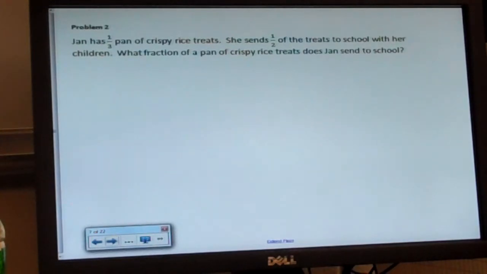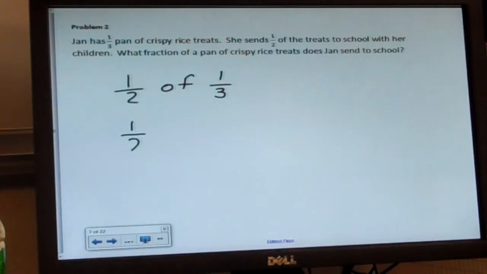So what would my number sentence be for this one, Logan? 1/3 of 1... Are we taking 1/3 of a half? Oh, no. Ella? A half of a third. We're taking 1/2 of 1/3, because the 1/3 is what she has, right? And we're going to take a half of that. And what did we say the word "of" tells us to do? Michaela? Multiply. 1/2 times 1/3.